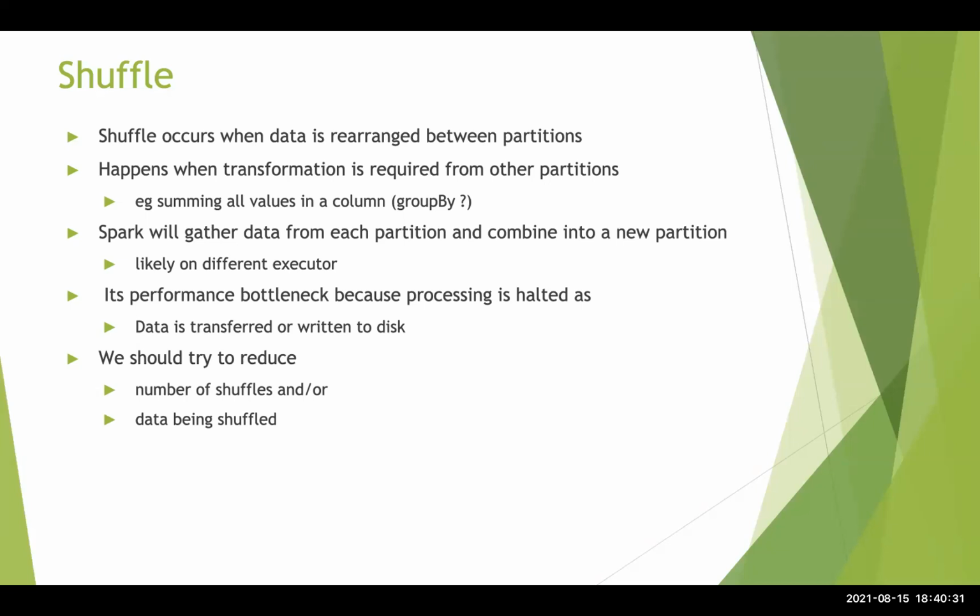We should try to reduce the shuffle. If possible, we should not have any shuffle. But in the practical world, in production systems, that is sometimes not possible. So you should try to reduce the number of shuffles if you can, or try to reduce the data which is being shuffled. And there are some techniques which we'll discuss over the course of these sessions.